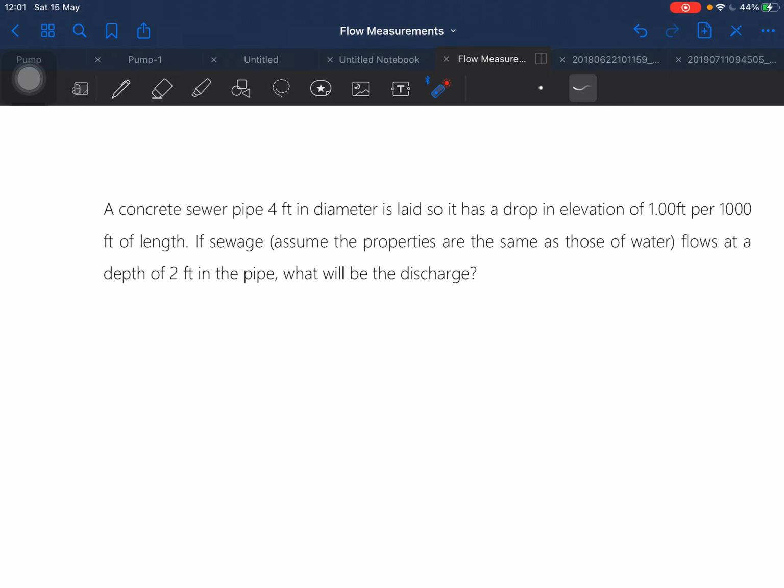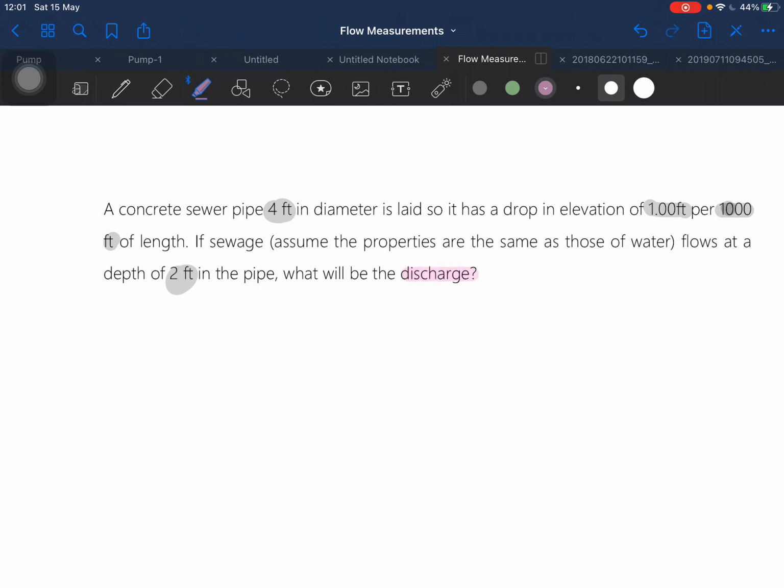The problem first. So in this problem, it says that a concrete sewer pipe, the thing to discharge the sewage, not the people who sue. Okay, 4 feet in diameter is laid, so it has a drop in elevation of 1 foot per 1,000 feet. Okay, and assume the properties are the same as those of water, flows at a depth of 2 feet in the pipe. So what will be the discharge?